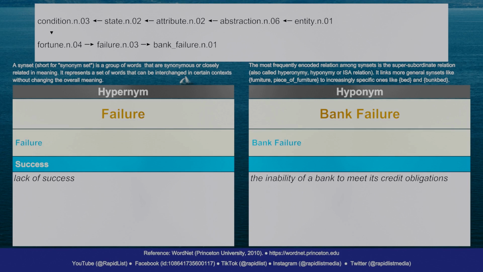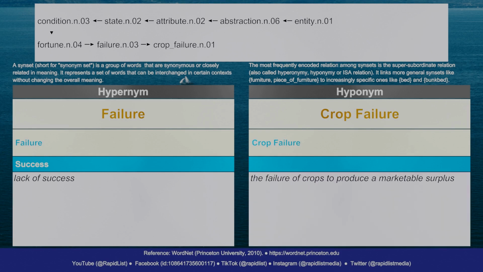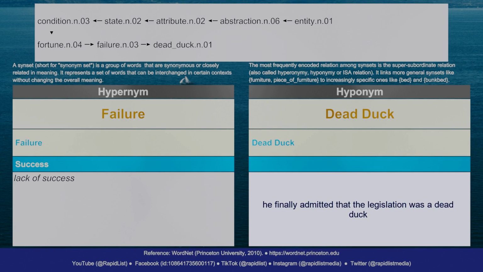Bank failure. The inability of a bank to meet its credit obligations. Bankruptcy. A state of complete lack of some abstract property. Intellectual bankruptcy. Crop failure. The failure of crops to produce a marketable surplus. Dead duck. Something doomed to failure. He finally admitted that the legislation was a dead duck.